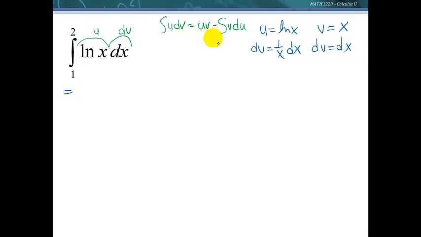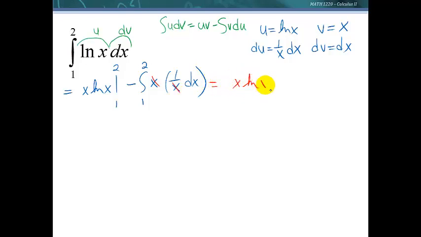So we need uv, that's ln x and x, so we're going to write x ln x, but this is a definite integral, so that'll need to be evaluated from 1 to 2, minus the integral from 1 to 2 of v du. v was x, and du was 1 over x dx. Okay, so we can simplify this a little bit, and we will have x ln x. Now I'm not going to put the evaluation part because I'm going to go ahead and work this integral, and then we'll put the evaluation on the end.